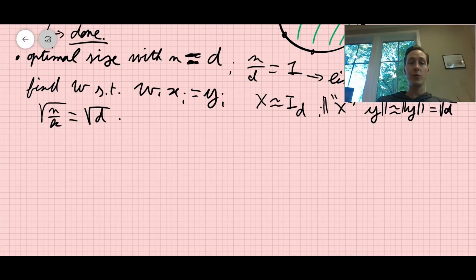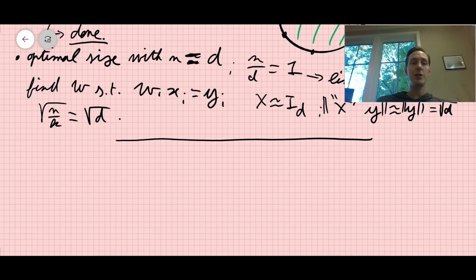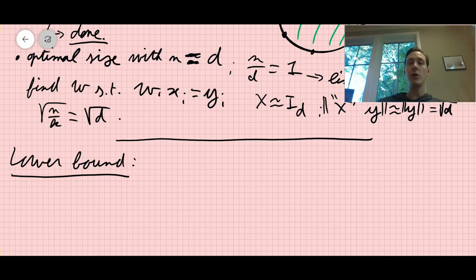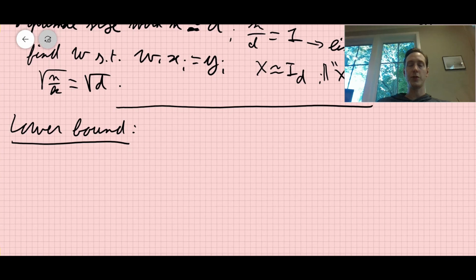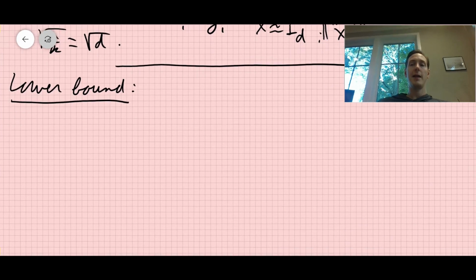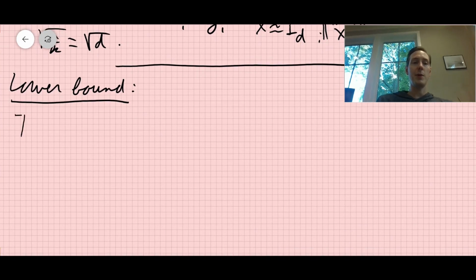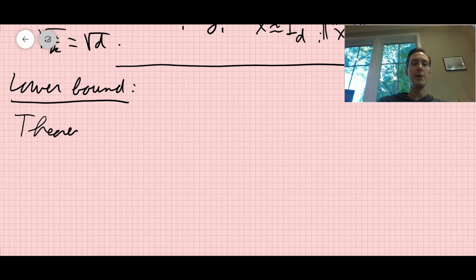Now let me move to the real question, which is the lower bound. What we really want to say is that the above constructions, which are completely trivial, are also the best thing you can do. So it's a bold conjecture in some sense. And let me start with a very simple theorem. It's very simple, but it still tells you something.